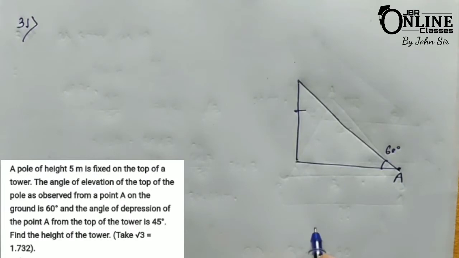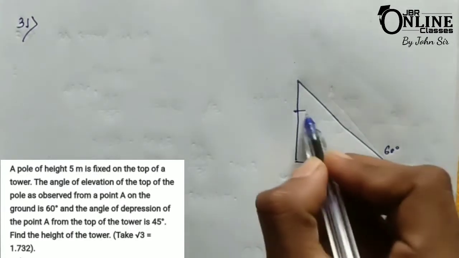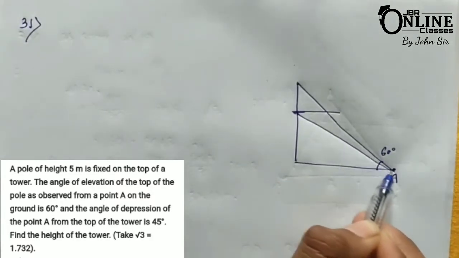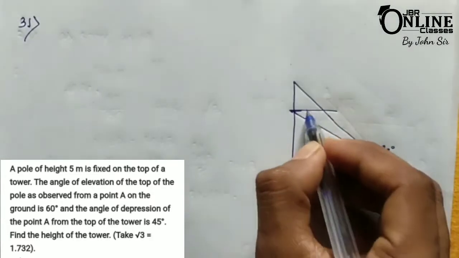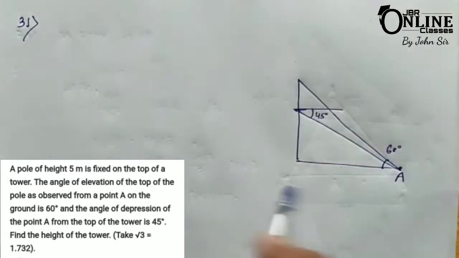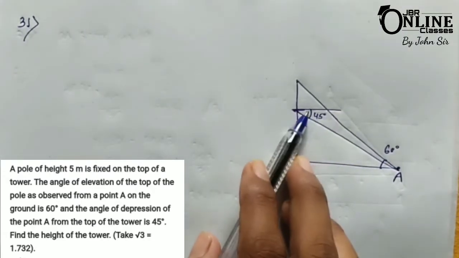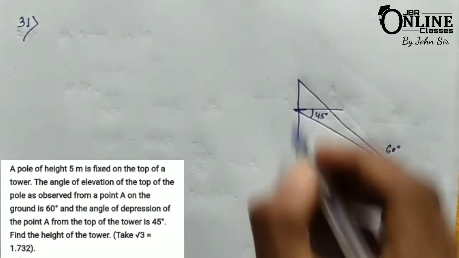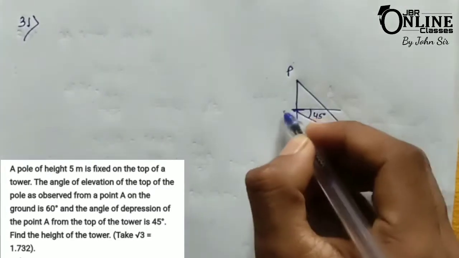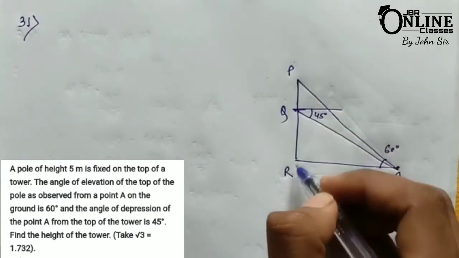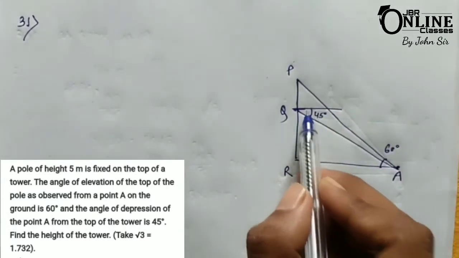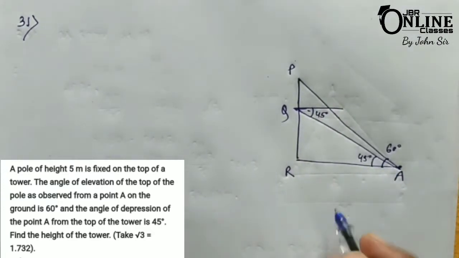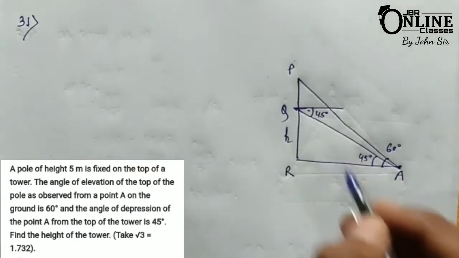And if we draw the angle of depression, here the angle of depression from the top of the tower to the point A equals 45 degree. So here the angle of depression is 45 degree, and here the angle of elevation equals 60 degree. That is the pole and that is the tower. So here PQ is the pole and QR is the tower. Now this one is the alternate angle of this one, so write down 45 degree here also. Now let the height of the tower equal h.